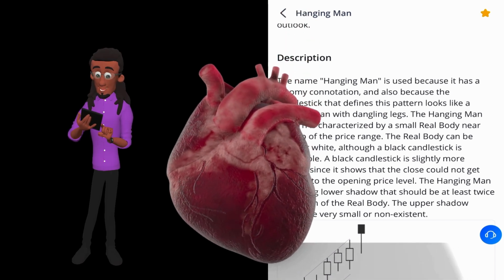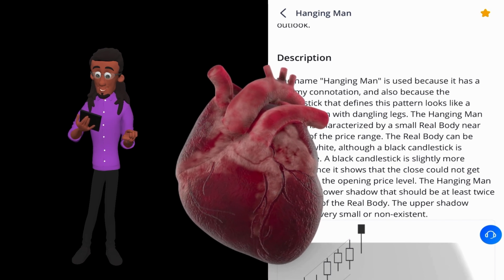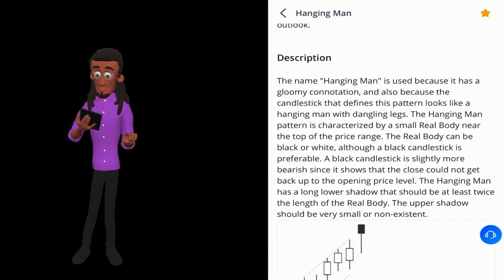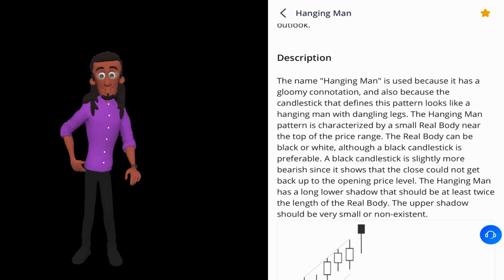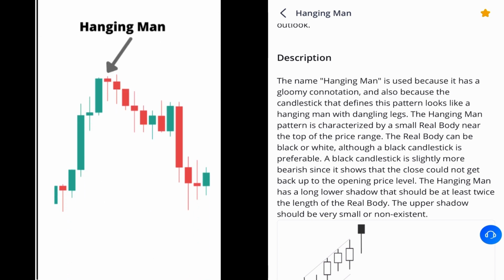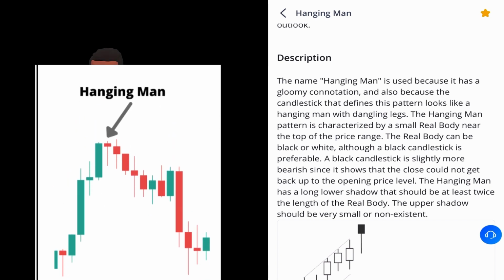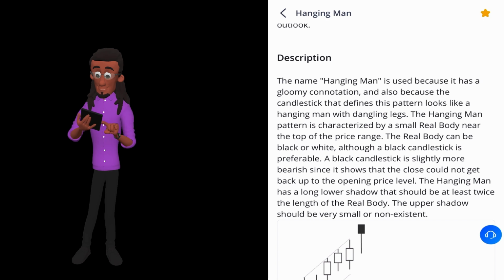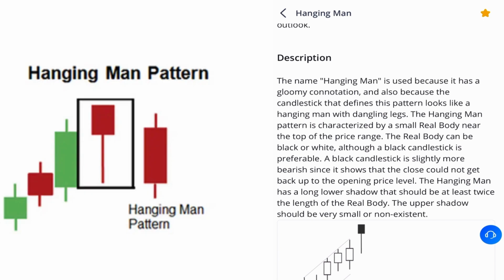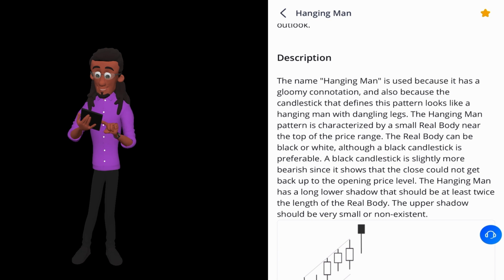Obviously, red, blood, hanging man, death. It's crazy work. A black candlestick or a green candlestick is slightly more bearish. A red candlestick is slightly more bearish since it shows that the close could not get back up to the opening price level. The hanging man has a long lower shadow that should be at least twice the length of the real body. I didn't know that.